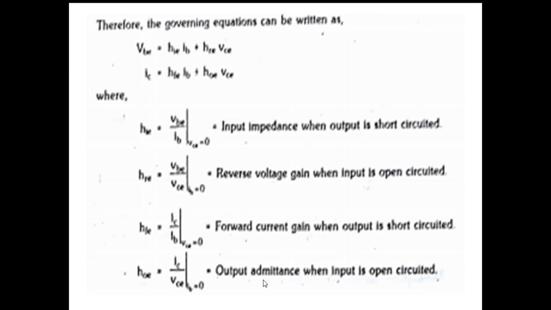These four H parameters are defined for common emitter. Here, E stands for common emitter. All the four parameters have the second subscript as E. The first subscript is that particular parameter's representation: HI input impedance, HR reverse voltage gain, HF forward current gain, HO output admittance, like that. The second subscript is for common emitter.